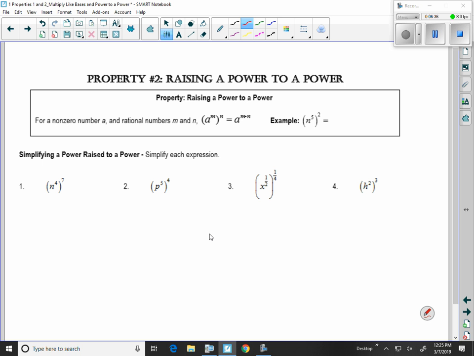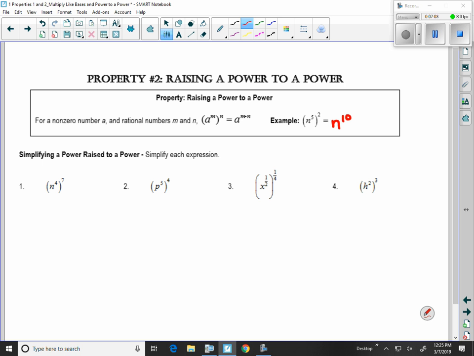A is the base, M is the first exponent, and then you take it to another exponent, N. So A to the M times N. Tracking? So N to the 5th squared. I said power to power, you do what? Multiply. So this would be N to the 10th. 5 times 2 is 10.